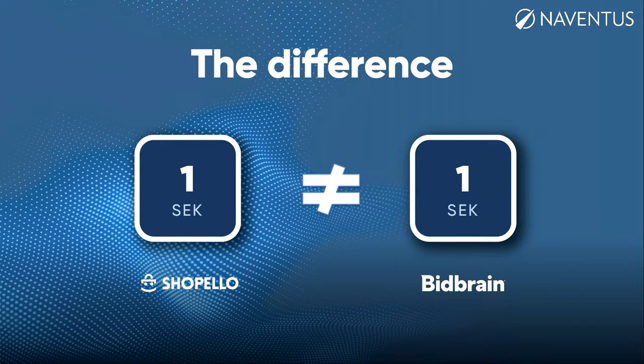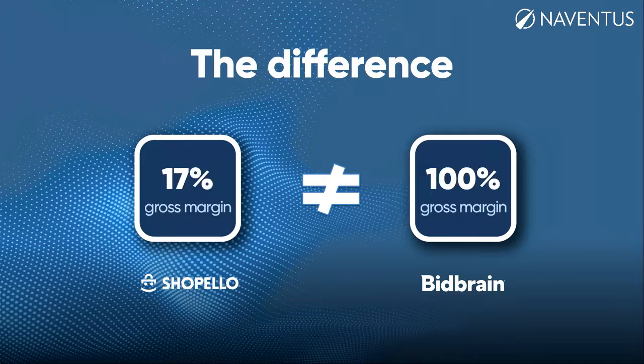The revenues have been going down lately, and that is due to the shift from the Shopello service, which has an old business model, to this new one of BidBrain, which is a SaaS service. So you can't really compare 1 crown here versus 1 crown here because they are different in margin. The margin at Shopello is only like 15 or 20%, while the margin of a SaaS company, if you know SaaS companies, is close to 100%. So when we do this shift, bear this in mind.